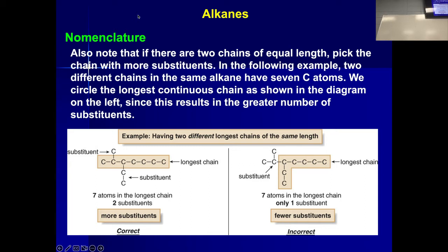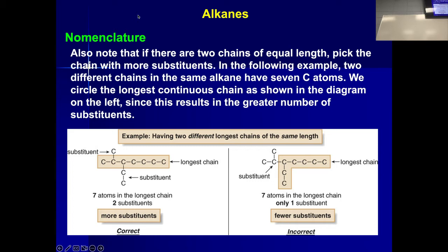Sometimes you will run into situations where no matter how you count, you're going to have 2 chains of equal length. When that situation arises, always select the chain with the more substituents. It's just the rule. All right? So if you look at this, I could count 1, 2, 3, 4, 5, 6, 7. Or I could count 1, 2, 3, 4, 5, 6, 7.